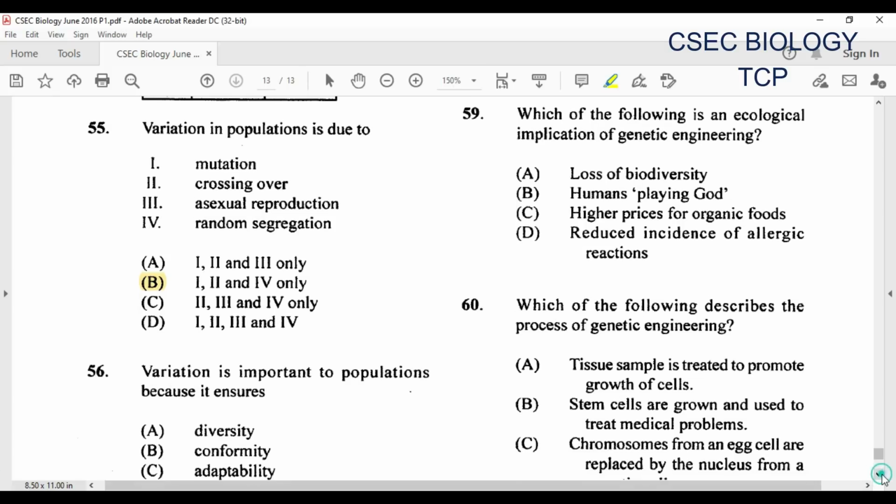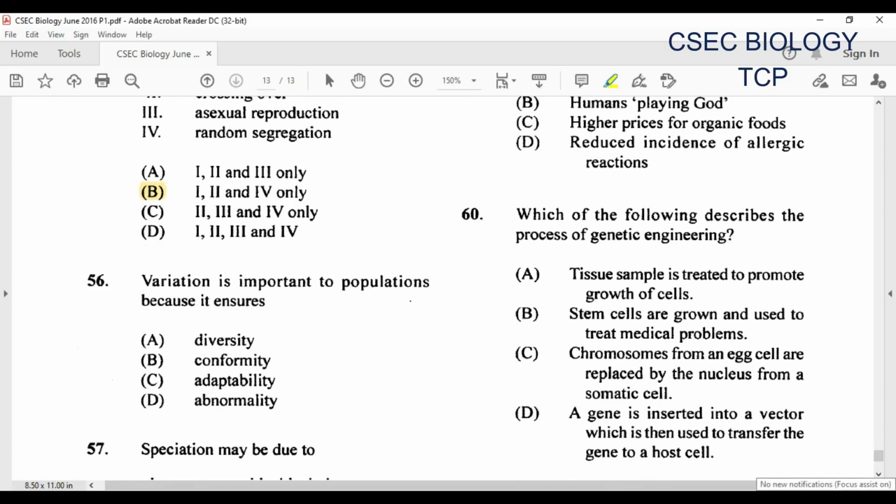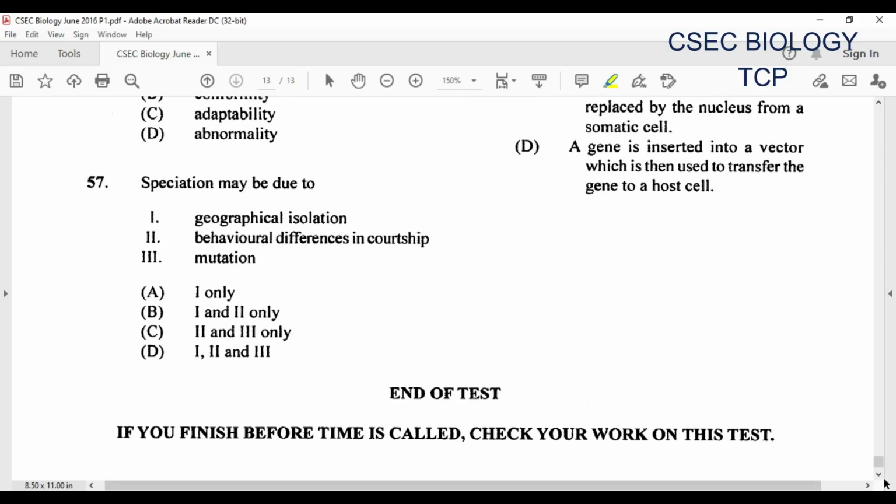56. Variation is important to population because it ensures diversity, conformity, no, adaptability. I like diversity, I like adaptability. Where there's variation, organisms are able to adapt to the changes in the environment. Let's move on to 57.